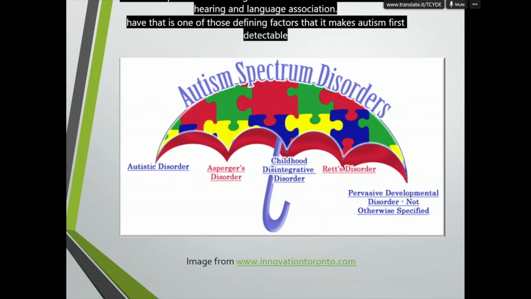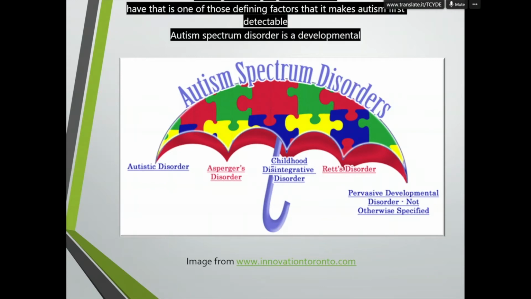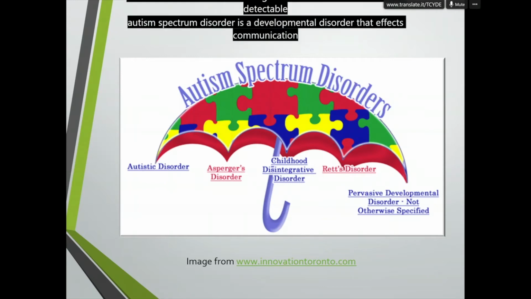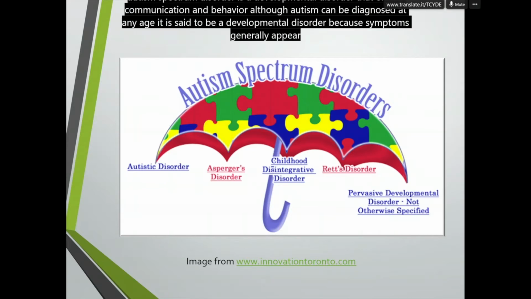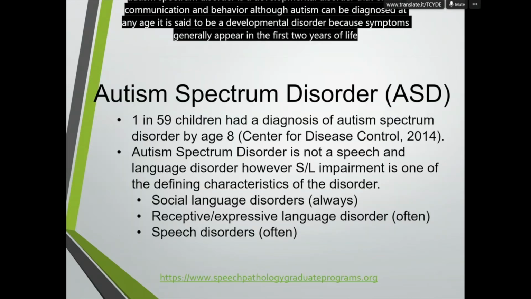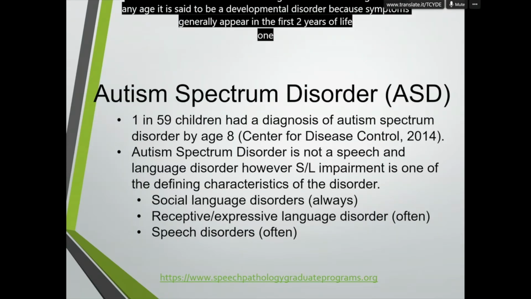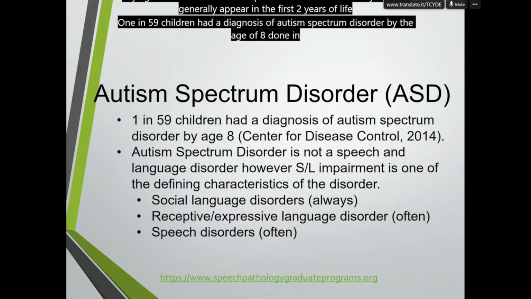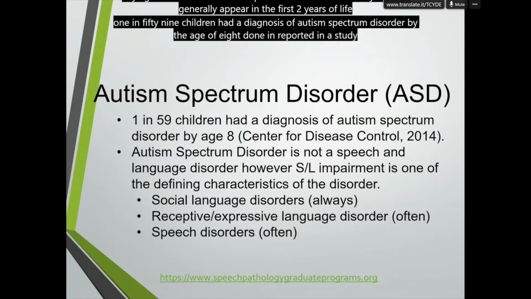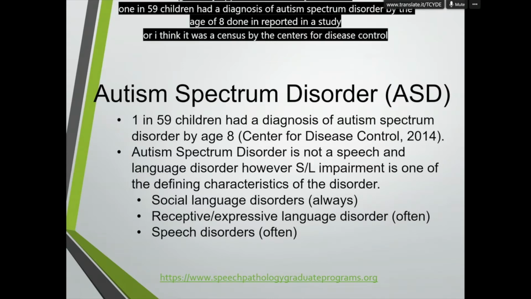Autism spectrum disorder is a developmental disorder that affects communication and behavior. Although autism can be diagnosed at any age, it is said to be a developmental disorder because symptoms generally appear in the first 2 years of life. 1 in 59 children had a diagnosis of autism spectrum disorder by the age of 8, reported in a study, or I think it was a census by the Centers for Disease Control in 2014.